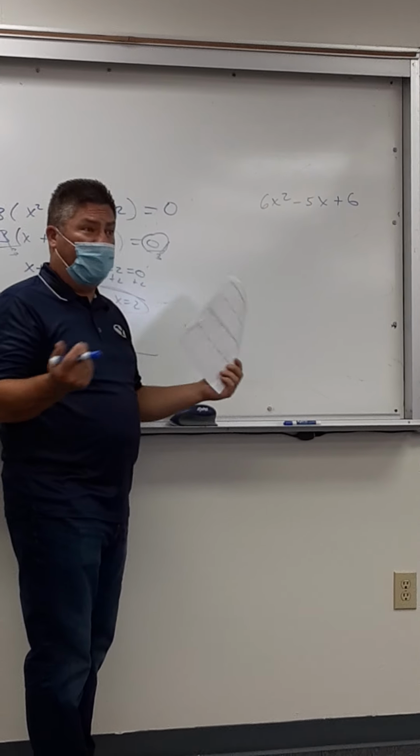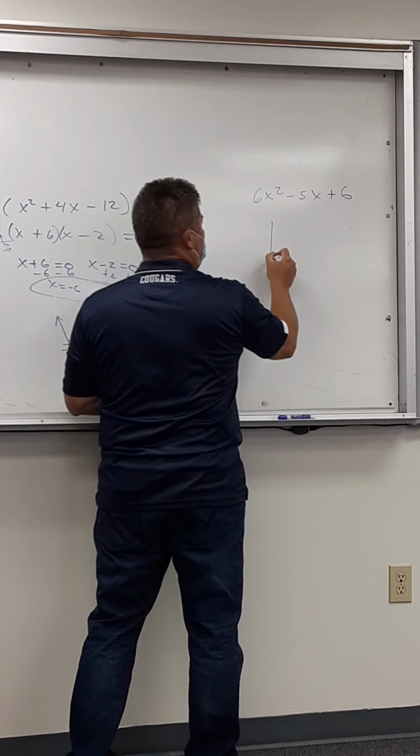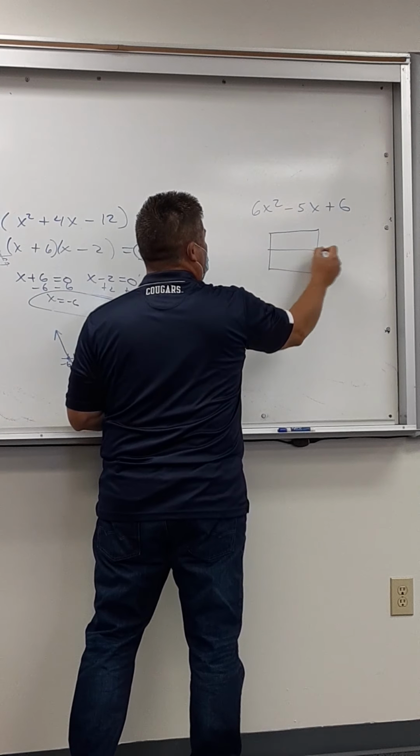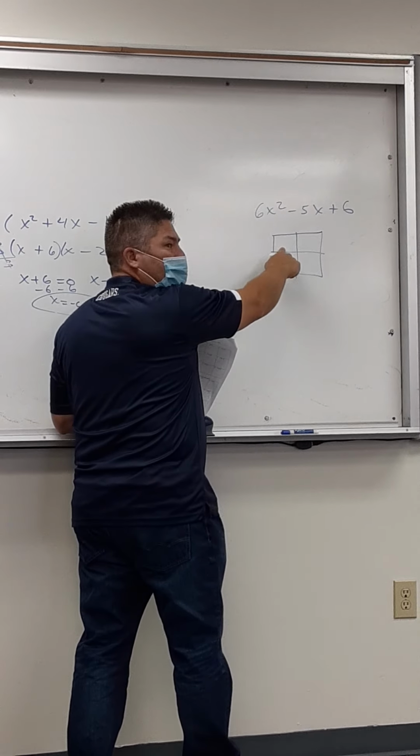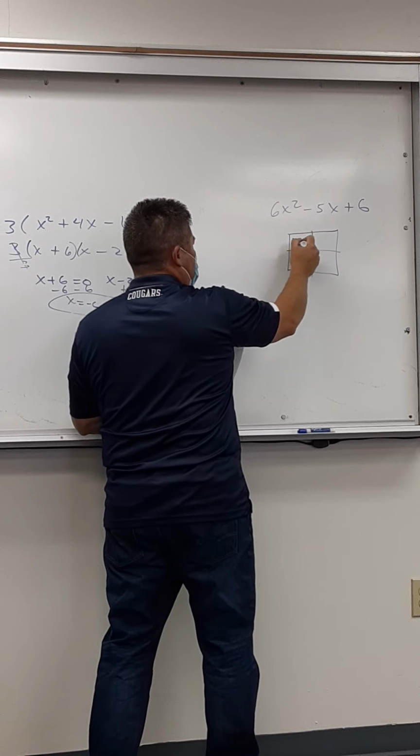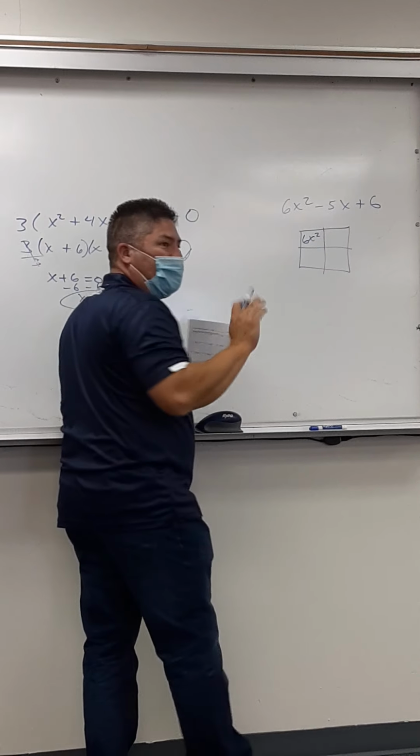What do I do? Box method. So McKay, what goes in the box right here in the top left? What goes right here? Is it 6x squared? Good. That goes in the top.